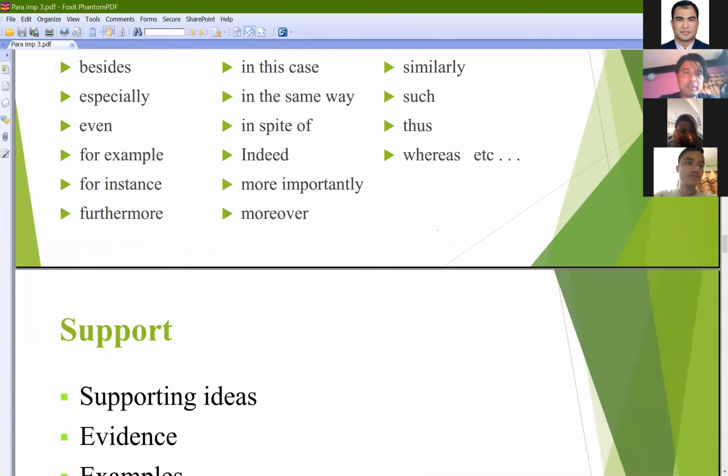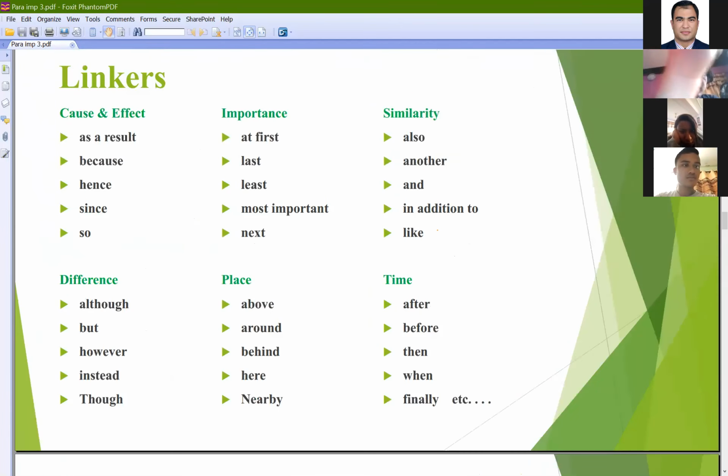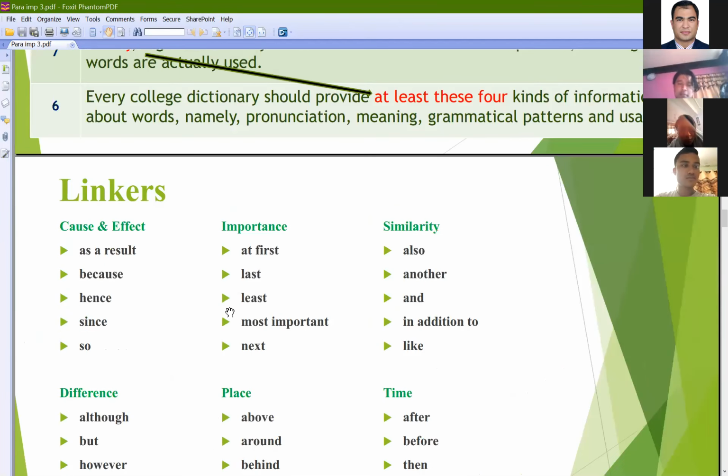I'm going to share these 2 files. So here you can see in this file you have a list of linkers as well. When you have to talk about cause and effect, then you use this list of linkers. When you have to come up with importance, then these. When you have to talk about similarity or differences, then you have a different list here. So first, take 1 or 2 minutes to compose a paragraph on the topic that you were given earlier.